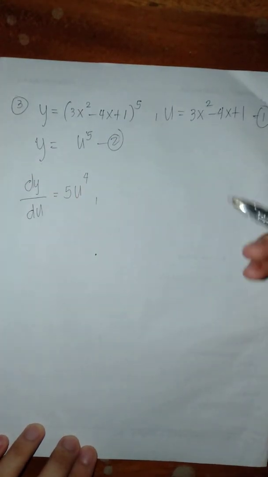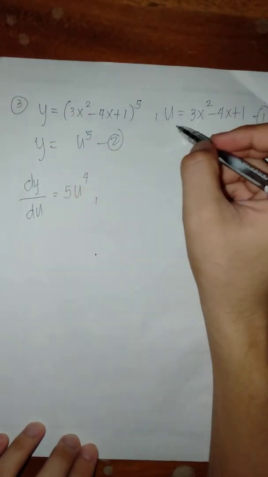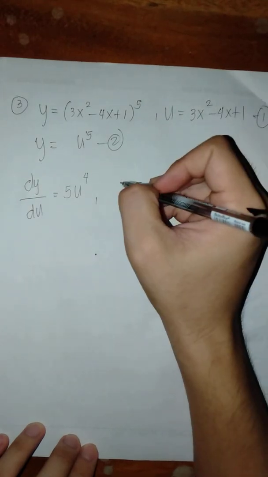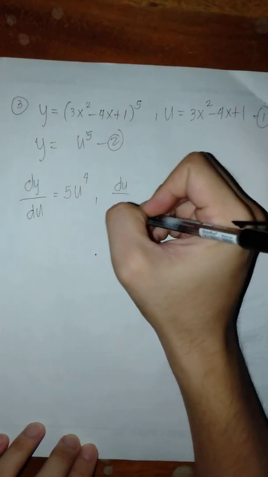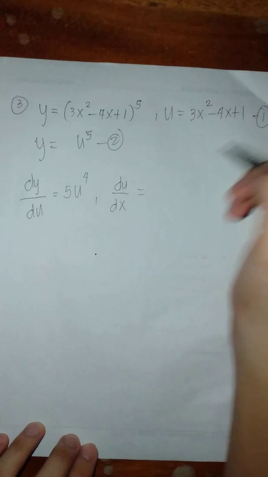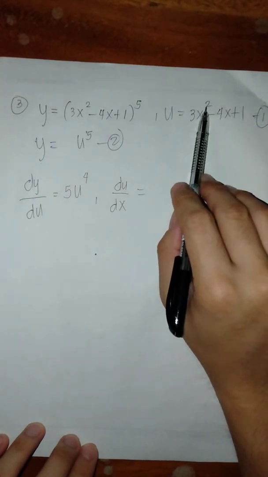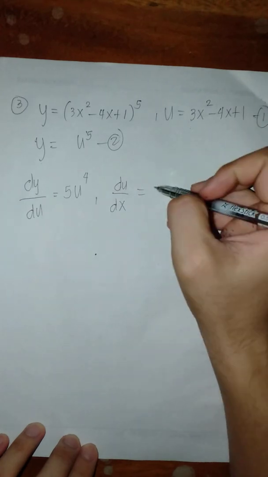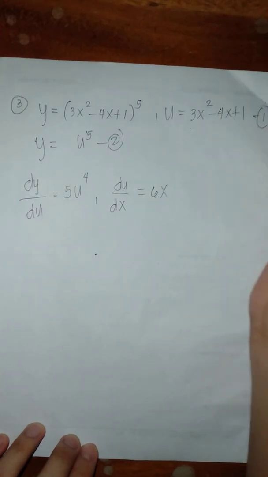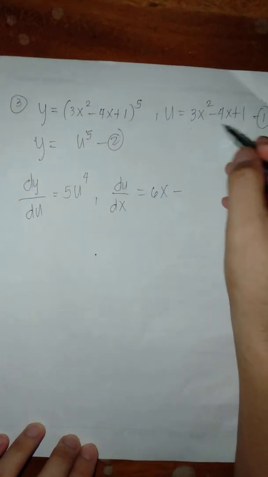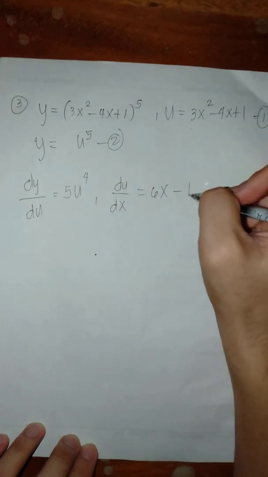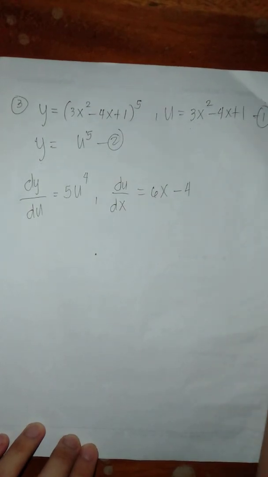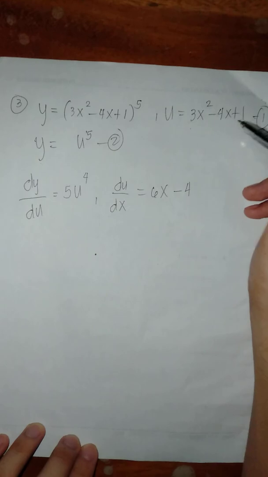Then, ito naman, u. So, derivative of u with respect to x, which is du over dx, equals, power formula pa rin. So, 2, pull out, lagay sa unahan. So, mag-multiply, 3 times 2, that's 6x, 2 minus 1, 1. Minus, so derivative of negative 4x, so minus 4. Derivative of x, 1 kasi. O, derivative of constant 1, 0.